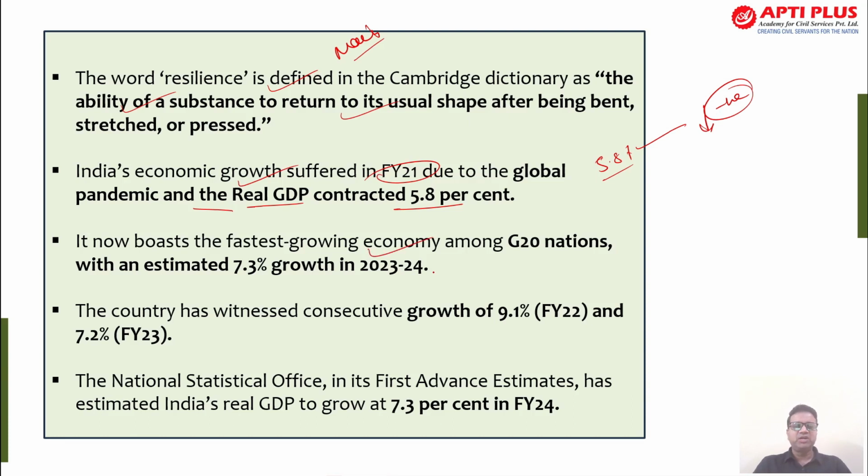Now, the fastest growing economy अगर बात करें G20 nations में, इंडिया एक ऐसी इकोनॉमी है पूरे G20 नेशन में जिसकी सबसे ज़्यादा पोस्ट रिकवरी हुई COVID-19 के, and we have seen a tremendous growth of 7.3%. The country has witnessed a consecutive growth of 9.1% for the financial year 2022 और उसके बाद 23 की बात करें 7.2% की ग्रोथ देखी गई है. Now, नेशनल स्टैटिस्टिकल ऑफिस ने भी ये बताया है कि जो फर्स्ट एडवांस एस्टिमेट है for the Indian real GDP growth was 7.3% for the financial year 24.